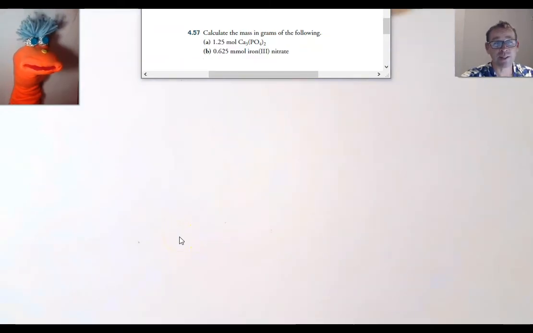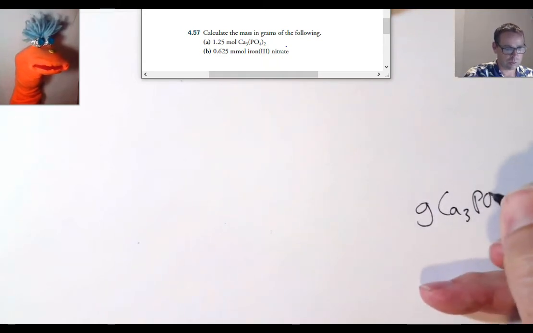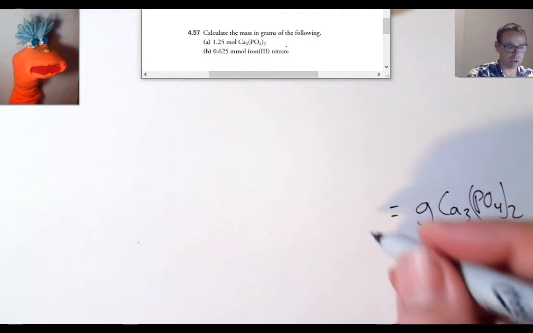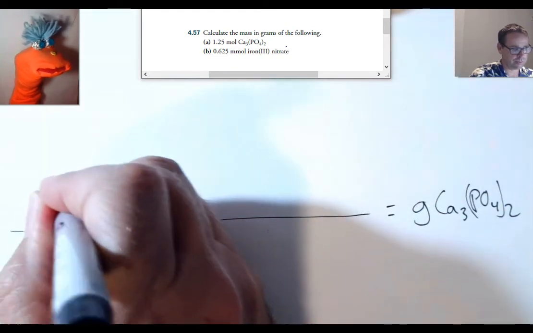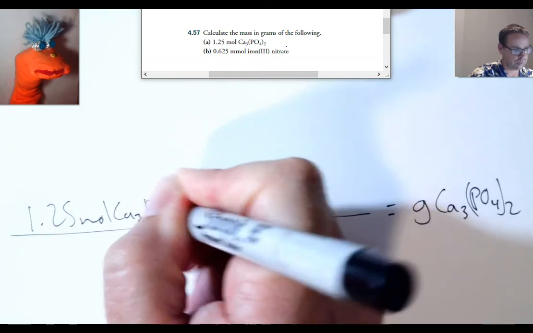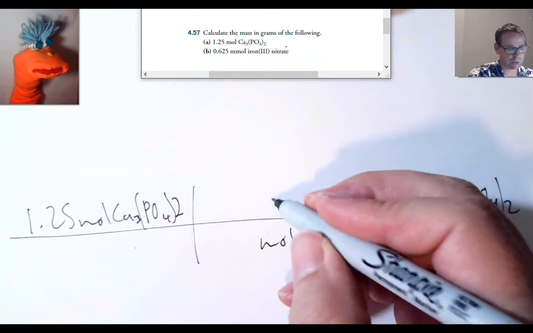All right, so we want to calculate the mass in grams of 1.25 moles of calcium phosphate. Okay, so tell me, how do we set this up? You want mass of calcium phosphate, grams. Very good. So that goes to the right of the equal sign. Right. And then you start with 1.25 moles. Okay, and then you go from moles to grams.